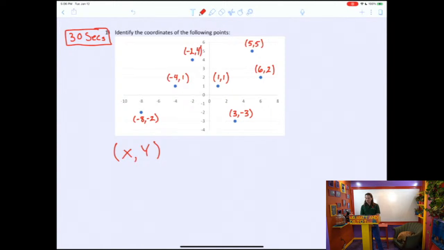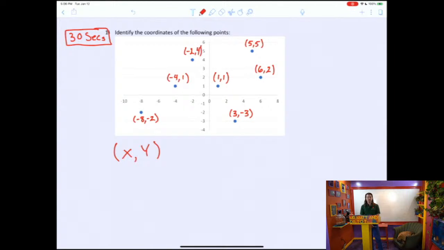So we have to look at the two axes' scale. In other words, by what number is each dash counting. On the x-axis, notice that they're counting by 2's. On the y-axis, they're counting by 1's. So you have to be careful about that. They can be a little bit tricky.